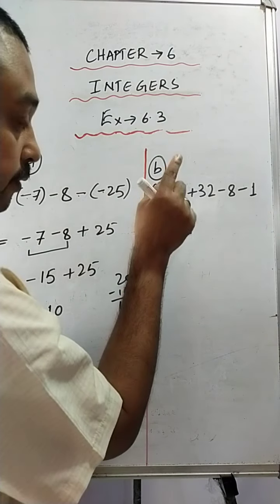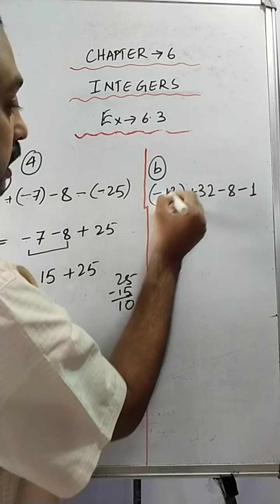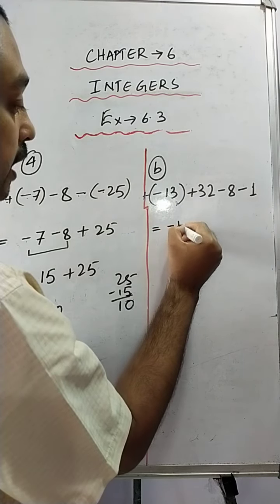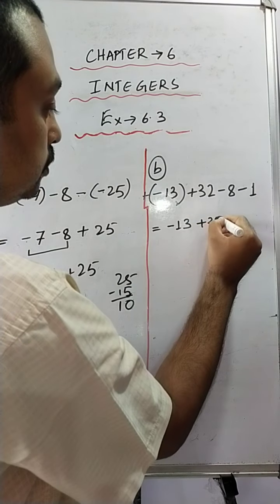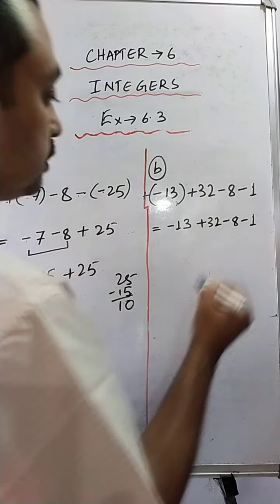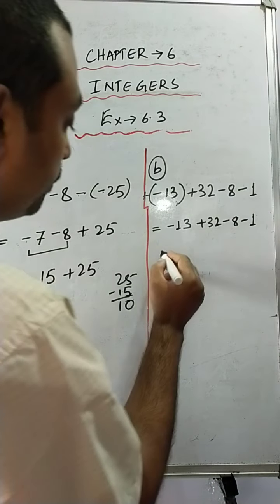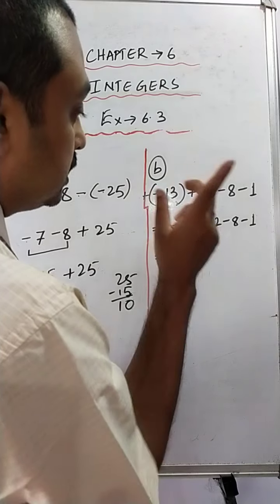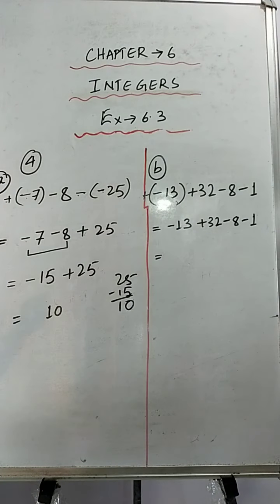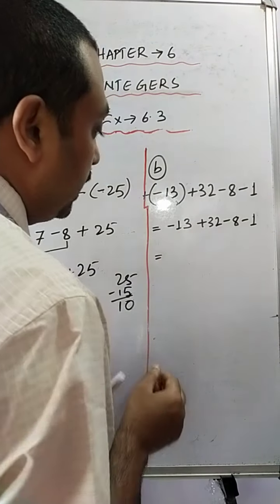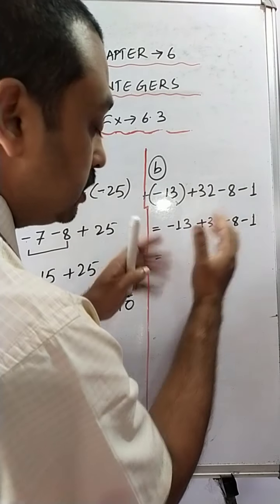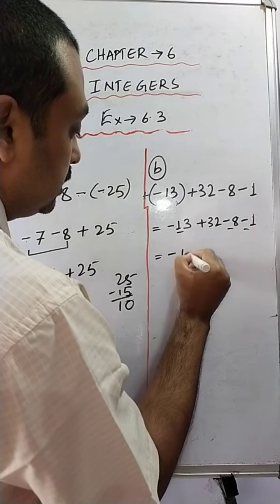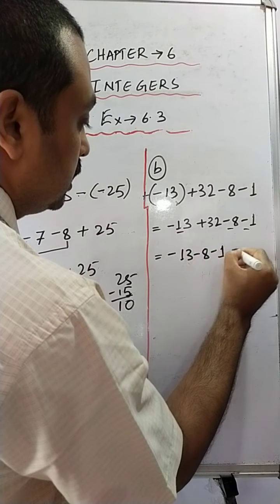The first thing you have to do is open the bracket. Now outside this bracket, again what sign are we having? Plus. The plus minus is minus 13. Then we'll write plus 32, minus 8, minus 1. Now I hope you remember yesterday I said that if you see a group of numbers carrying minus sign, you will bring all those numbers together. So minus 13, minus 8, minus 1, plus 32.